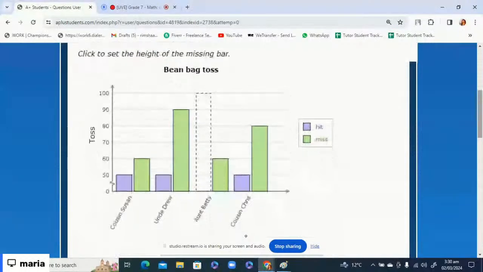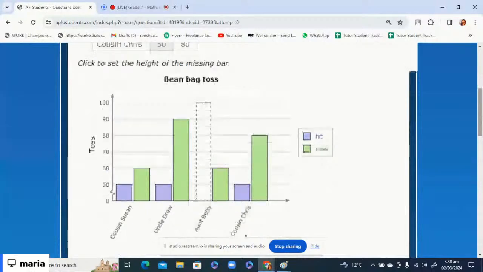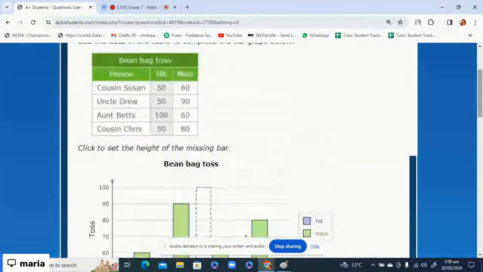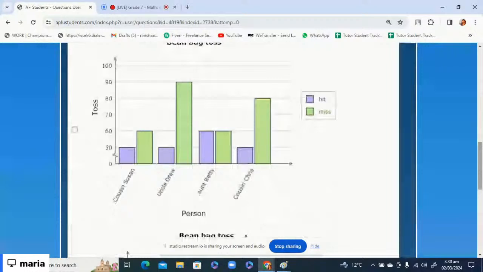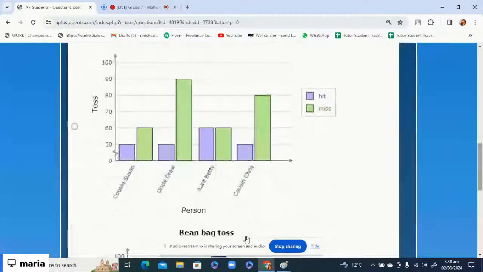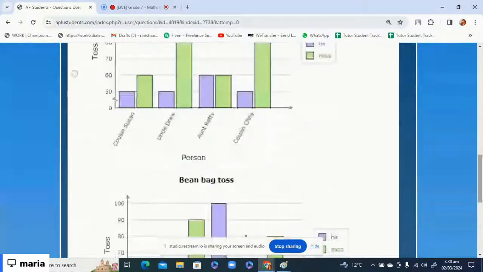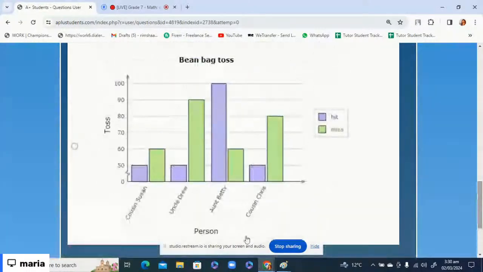The missing bar is Aunt Betty's. The green shows the miss, which is already given, and the purple, or you can say the blue, that is the hit, is missing. So what is the hit for Aunt Betty? The hit for Aunt Betty is 100. So it means the bar graph is full for 100. Let's check which bar graph is full for 100. This bar graph is for 90. Sorry, this bar is 60. No, this is not the answer. Let's check the second one. This is Aunt Betty's 100. Yes, this is our answer.